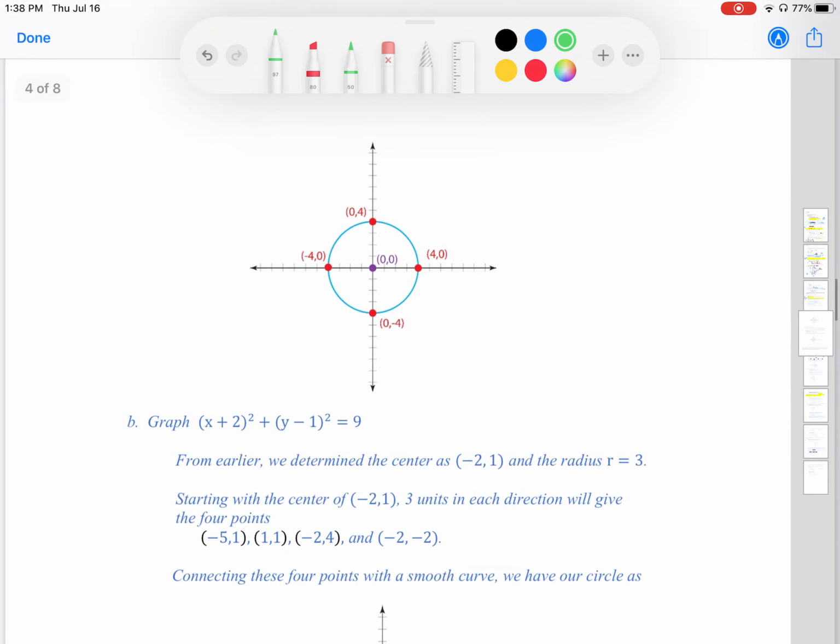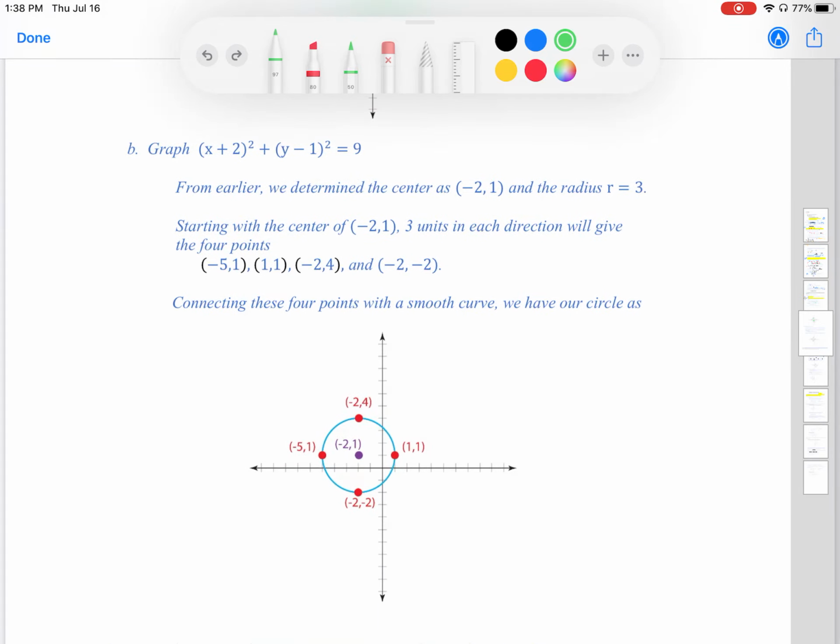So here we have my circle. I have my center, and then I go 4 units up, and then 4 units to the left, 4 units down, and 4 units to the right to produce my circle.